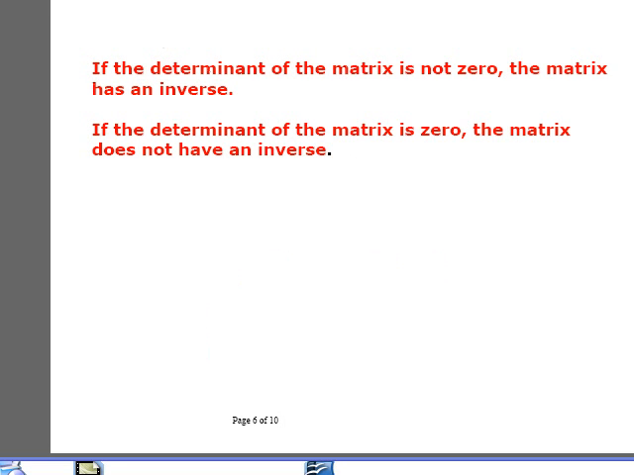And here's that statement in big bold letters. Of course, this is on the test as well. If you take the determinant of a matrix and it's 0, then the matrix does not have an inverse. If you take the determinant of the matrix and that value is not 0, it could be negative, it can be positive, it can be a fraction, doesn't matter. As long as it's not 0, then the matrix has an inverse.